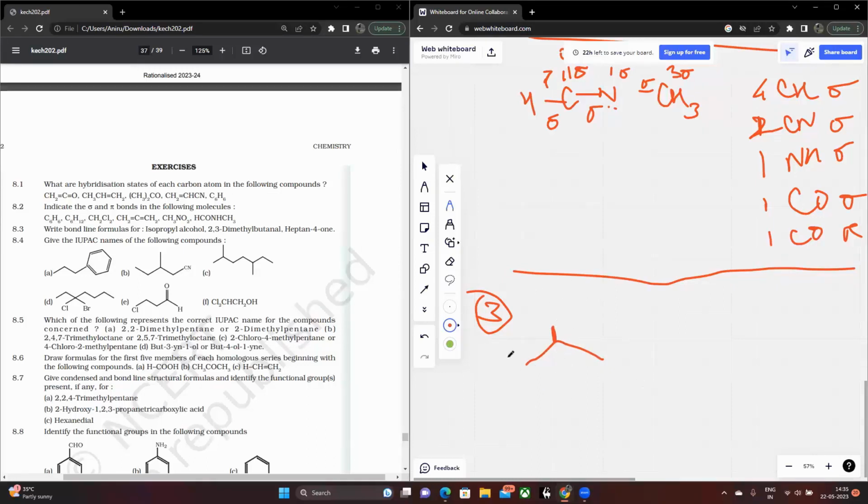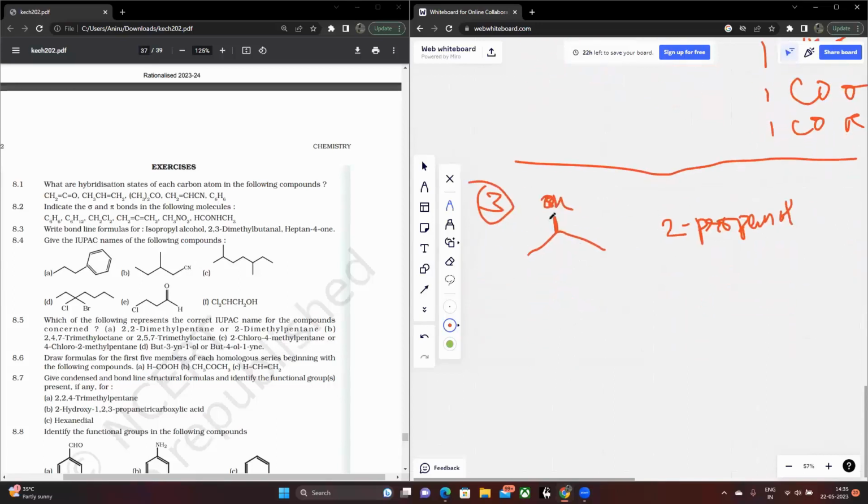Isopropyl is propane to whatever, right? And alcohol is OH. So basically this is your bond line formula for isopropyl alcohol. That is 2-propanol, or propan-2-ol, whatever. Nobody cares about how you write it, right? That is isopropyl alcohol. And you have 2,3-dimethyl-butanol.